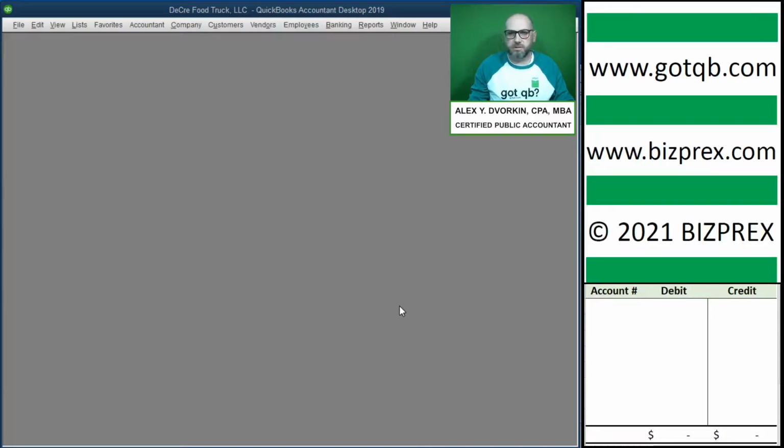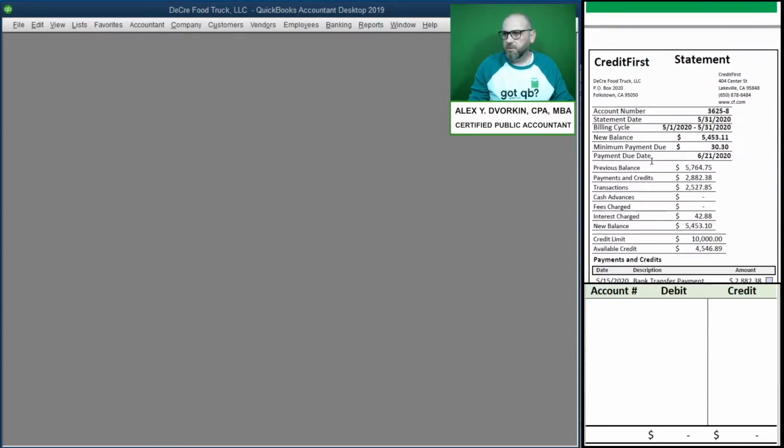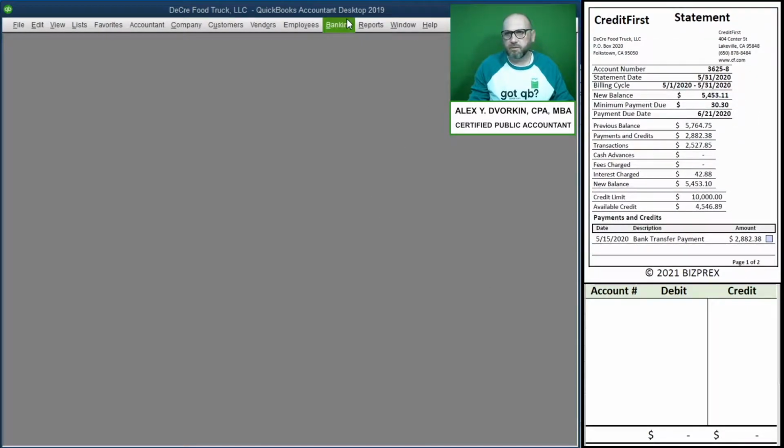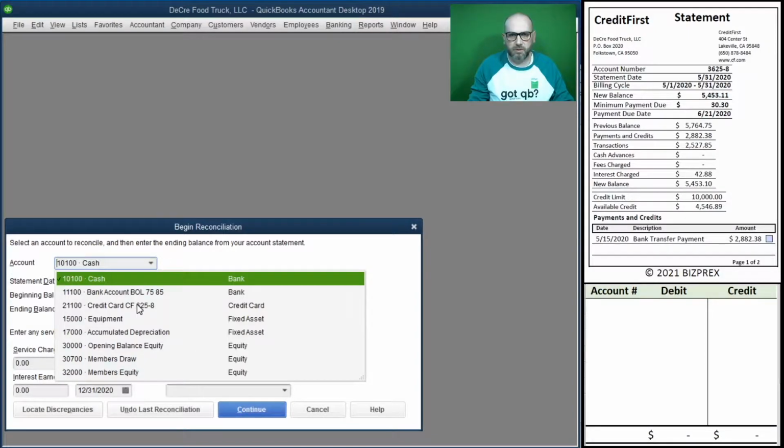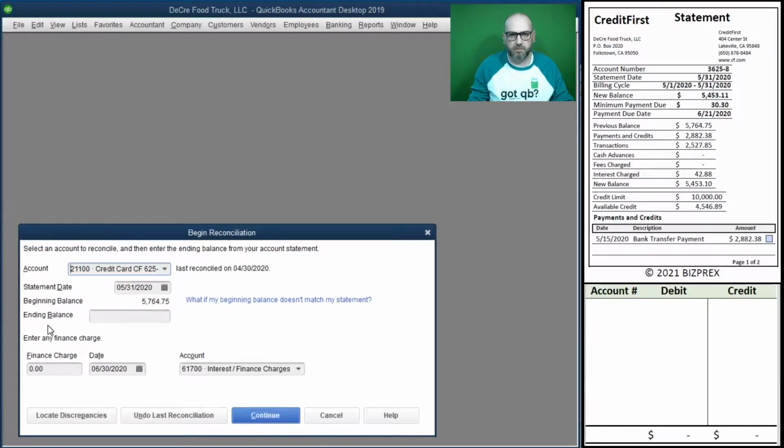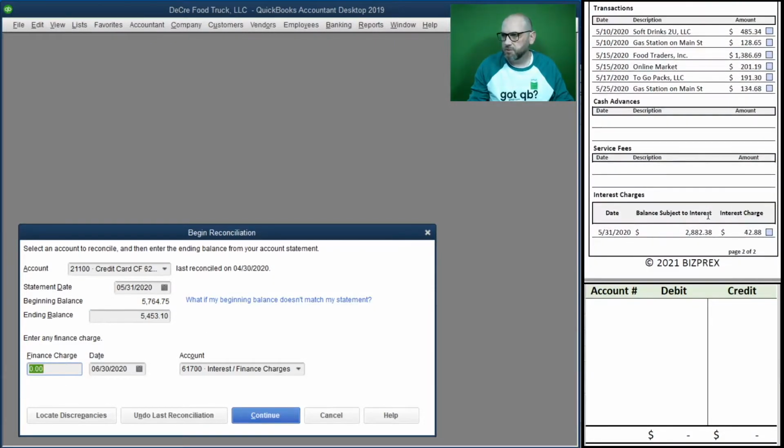Let's go ahead and reconcile our credit card statements for the month of May. Alright, here we go. Let's go to reconcile. Make sure we select credit card, 21,100. Alright, 531. Good. Our ending, 545310. Good. Do we have finance charges?